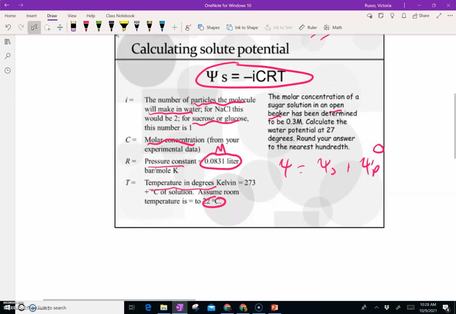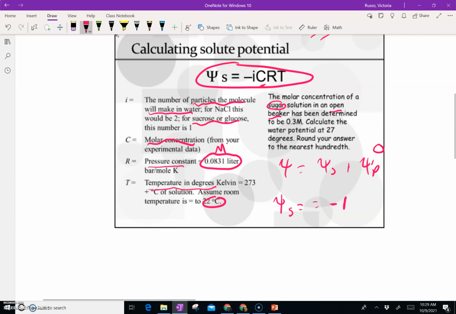So we have to calculate our solute potential. So our solute potential is negative I. And here this is a covalent compound because they don't give us a formula. If it was salt, NaCl would be 2, but because it's a covalent compound, the I is 1. It only breaks up into 1. It doesn't get pulled apart. The sugar molecules don't get pulled apart. They just get separated. Again, that's chemistry. You don't really need to understand that.